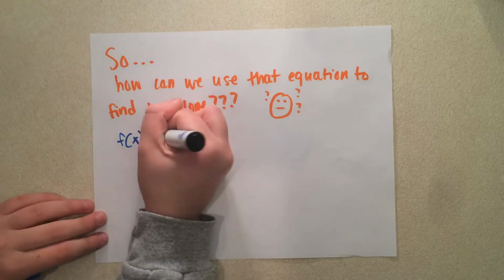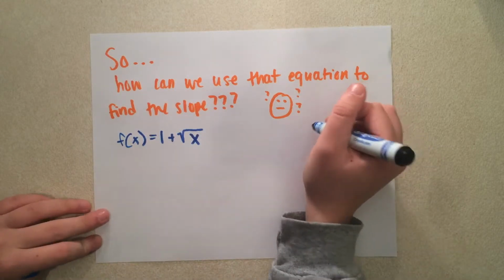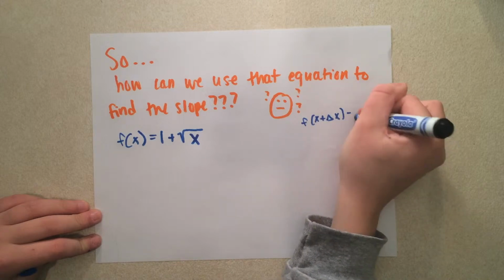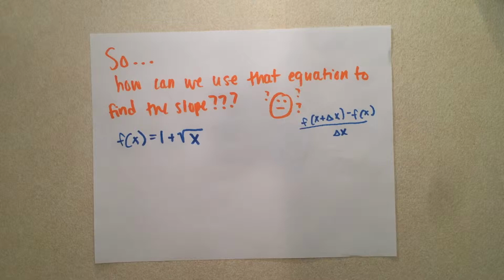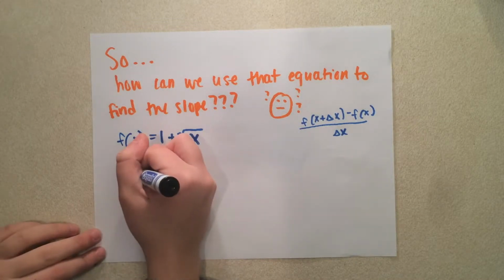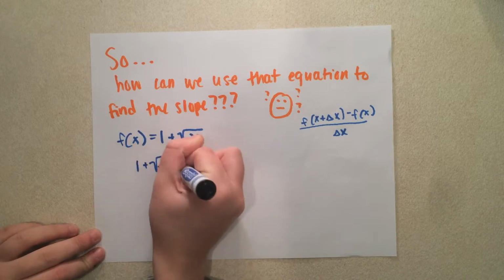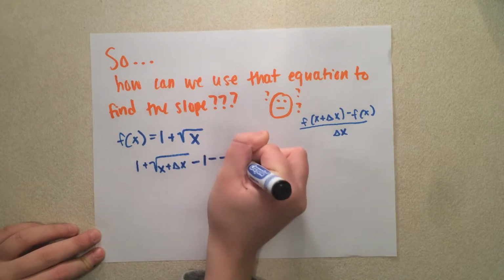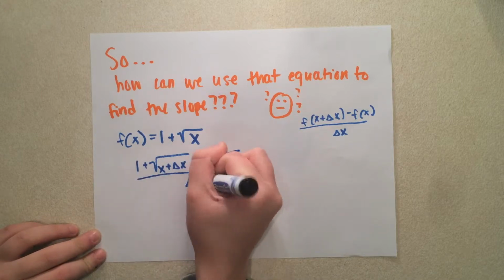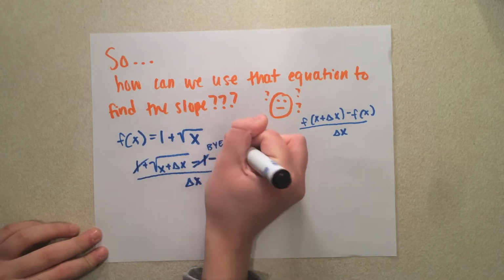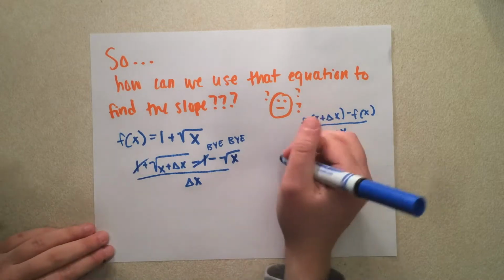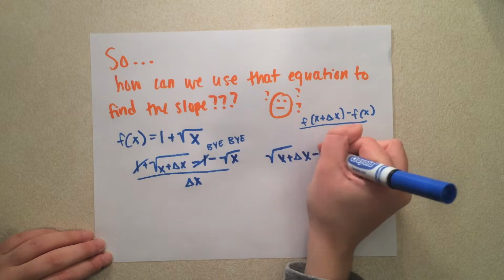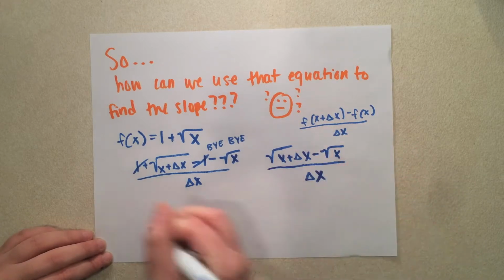In this case, we'll use f of x equals 1 plus the square root of x. So our function is f of x plus change in x minus f of x all over the change in x. To talk about what that means, f of x plus change in x is your x value, which you would use to find your slope, and f of x is your y value, all over the change in x. So what you're going to do is plug in x plus change in x for every x value in your original function.